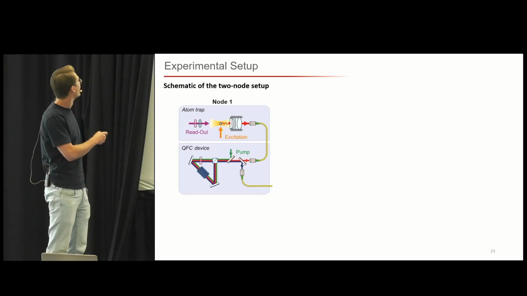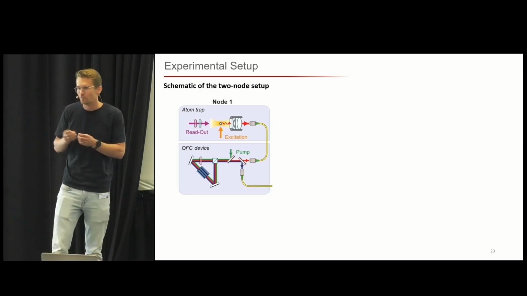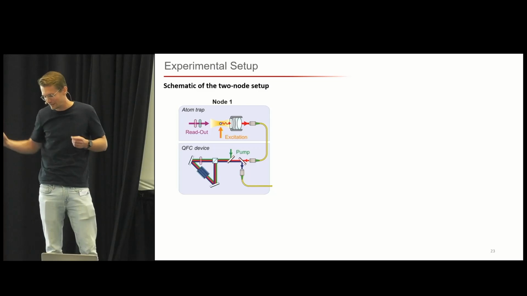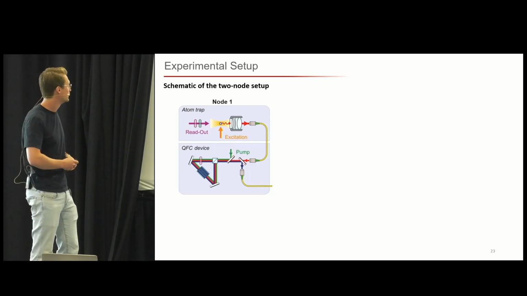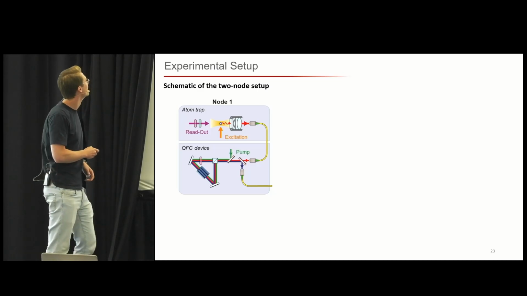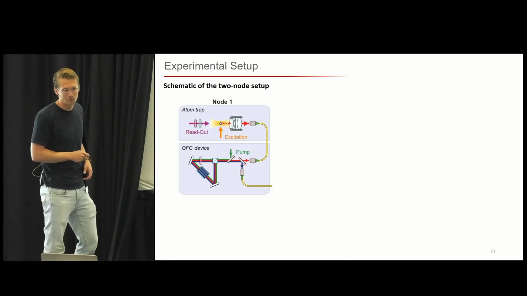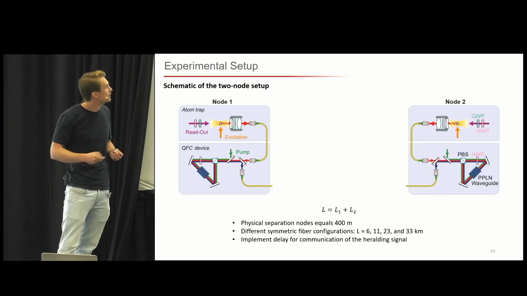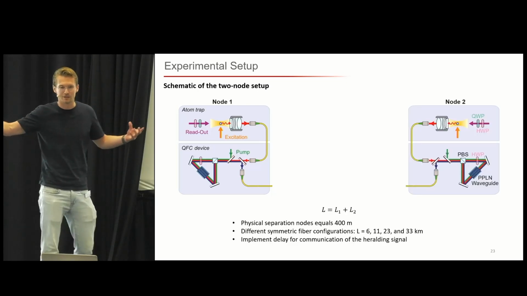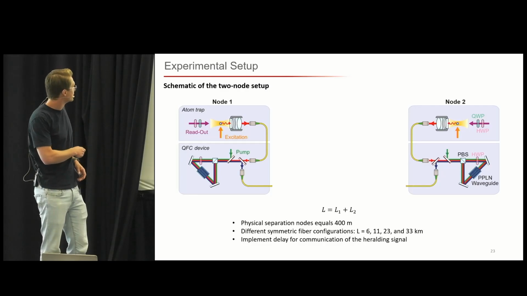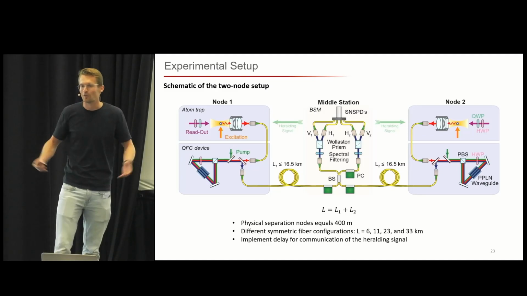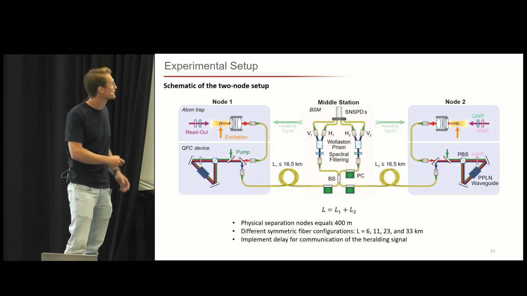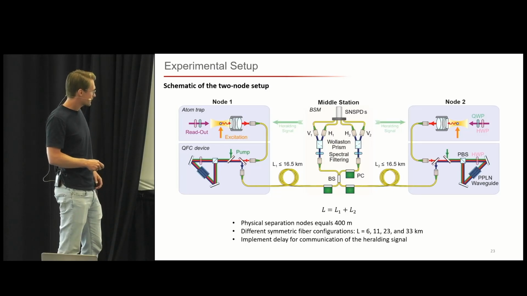Okay, then the original idea was to move one of our nodes to the MPQ and really have entanglement distribution between the LMU and MPQ, but it turned out to be hard to get a fiber between those two institutes. So what we did is we put node 1 into our first lab and node 2 into our second lab, so they're still 400 meters apart. However, we now put in these two quantum frequency conversion devices, and then we could plug in long fibers on spools up to 33 kilometers.